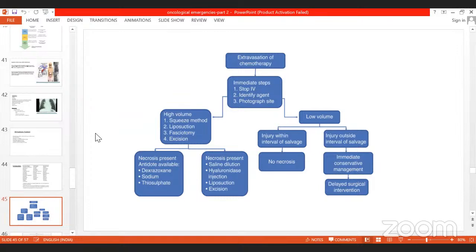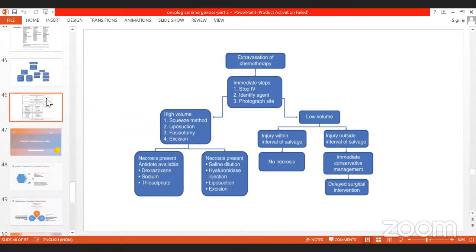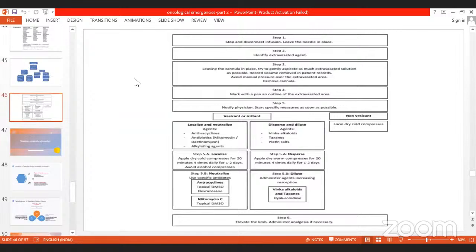Dexamethasone is an antidote for anthracyclines, then sodium thiosulfate. And if the necrosis is present, we generally give a saline dilution. For a few of the vesicants, we generally give hyaluronidase, and liposuction and excision are done. So this is the usual protocol which we follow.